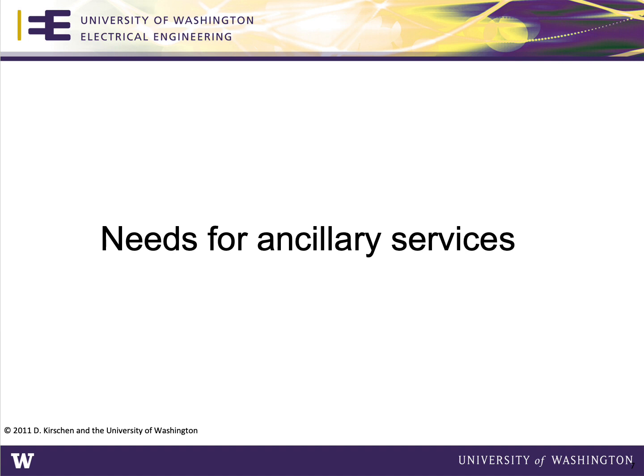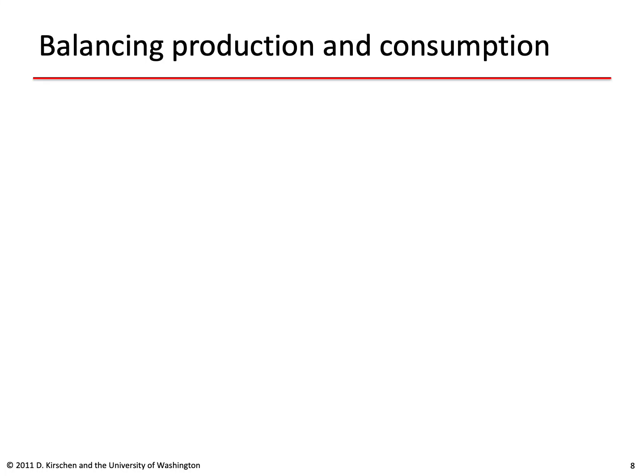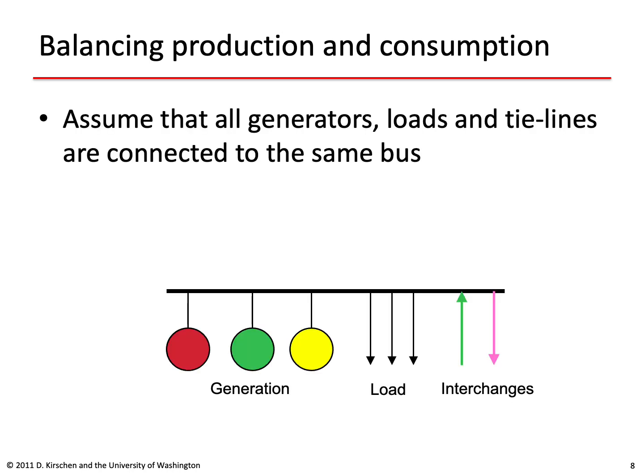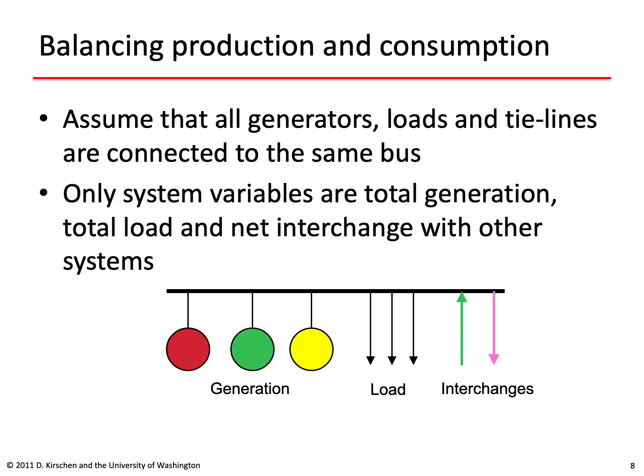But let's start by discussing the needs for ancillary services. The first thing that the system operator must do is balancing production and consumption. And to study that, we are going to assume that all the generators, loads, and tie lines are connected to the same bus. So we are not going to consider the transmission network yet. In this case, the only variables that we have to consider are total generation, total load, and net interchange with other systems.